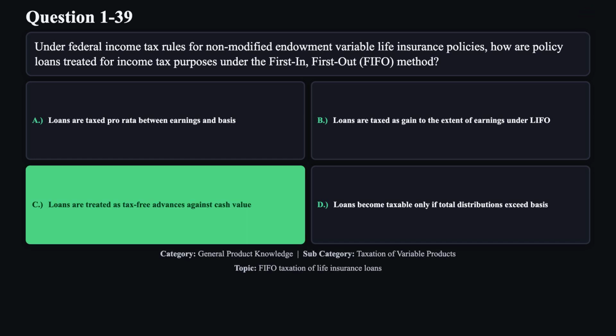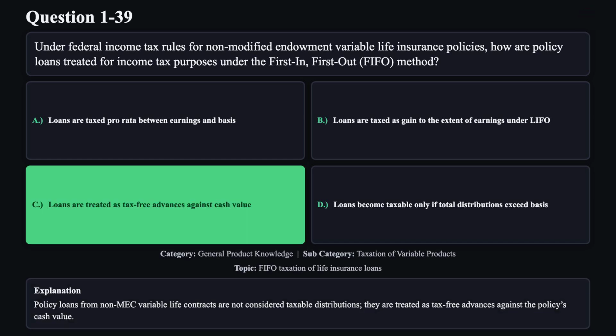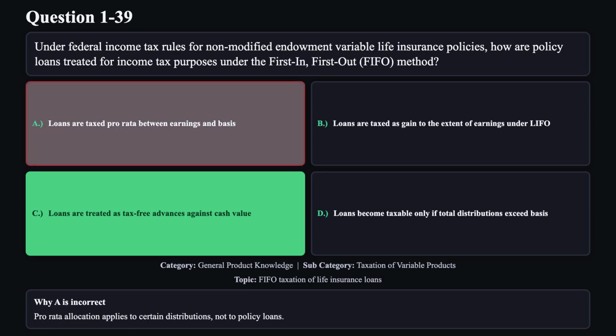The correct answer is C. Policy loans from non-MEC variable life contracts are not considered taxable distributions. They are treated as tax-free advances against the policy's cash value. Reason A is not correct. Pro rata allocation applies to certain distributions, not to policy loans.